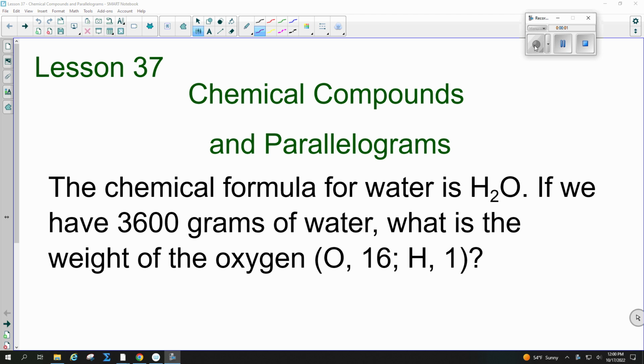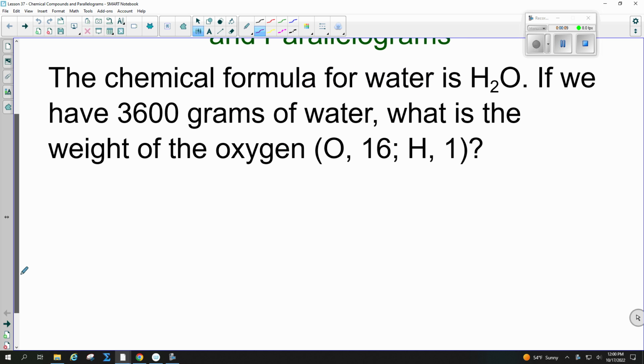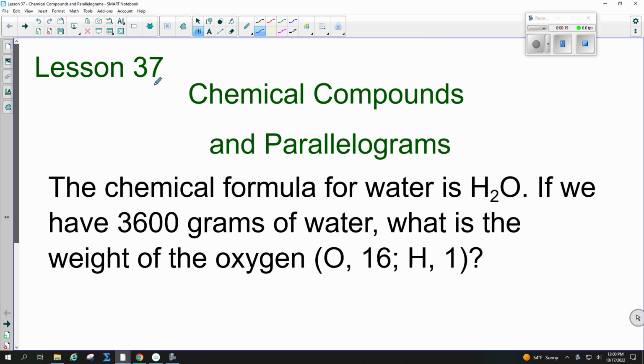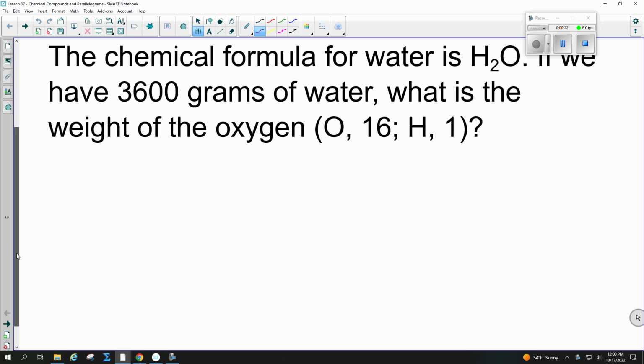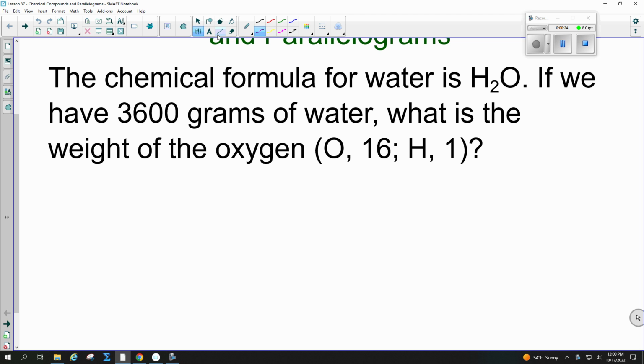This is lesson 37, chemical compounds and parallelograms, all right? So we have our chemical formula for water, H2O. If we have 3,600 grams of water, what is the weight of the oxygen? All right, so we're going to make a fraction box for these. If you make a fraction box, it will be much easier.